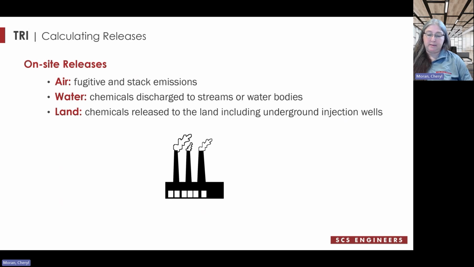We'll calculate our releases of that particular reportable chemical to the air, to the water, and to the land. Some examples for air are fugitive or stack emissions. For water, perhaps chemicals that are discharged to streams or water bodies. And to land, chemicals that are released to the land, including underground injection wells. Remember to include only the reportable chemical portion of those emissions or releases in your on-site release calculations.